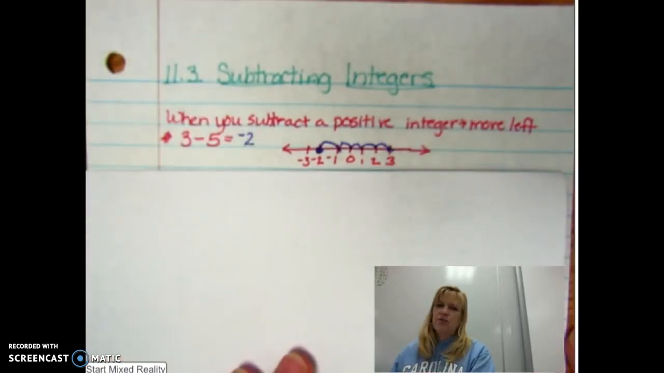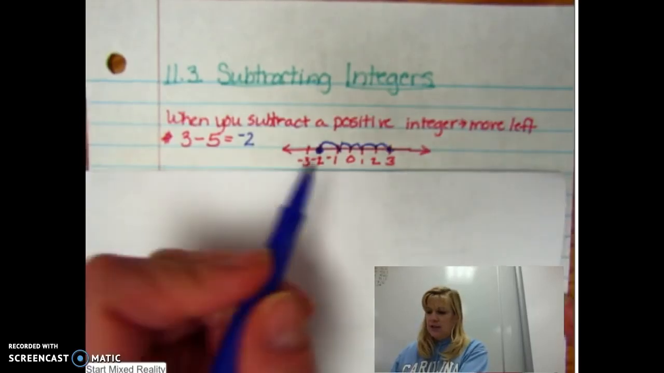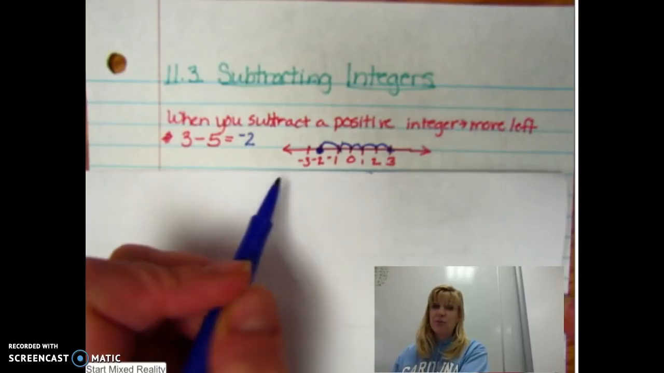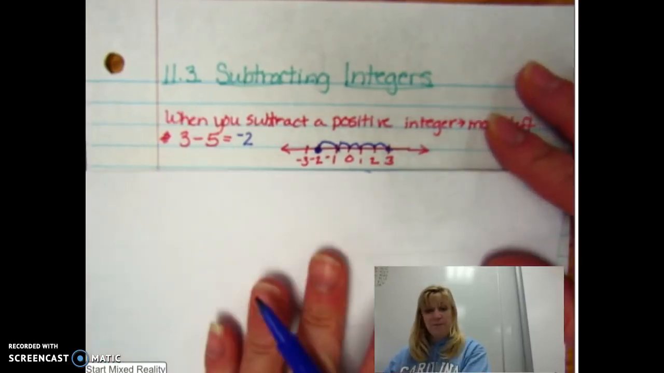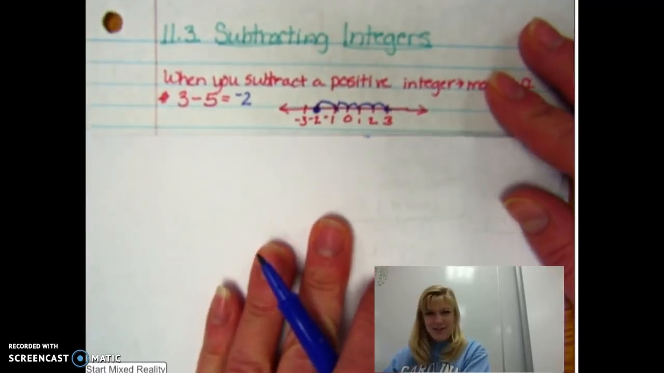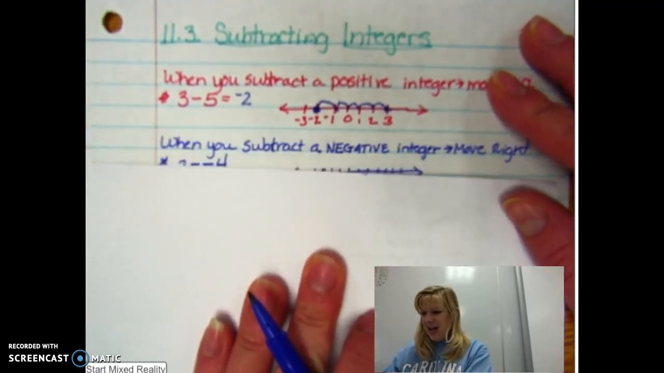For some reason, kids really do get this. Especially Minnesota kids, who, if we're at 3 degrees and the temperature drops 5 degrees, we know that we're 2 degrees below zero. So we have kind of an advantage, one of our only advantages living in these cold states.